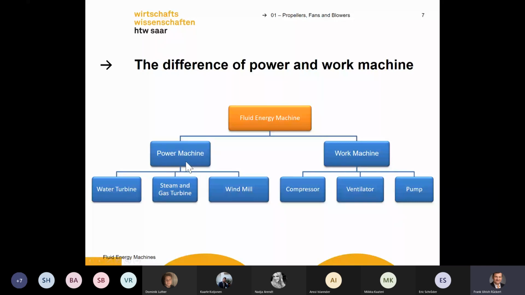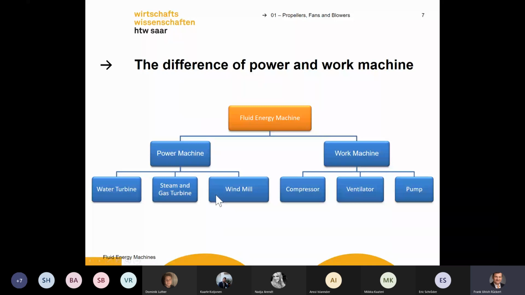What are power machines? Power machines are, for example, water turbines. A fluid, in this case water, will flow through the turbine and will produce electricity or work. Or we can have a steam and gas turbine. In the steam and gas turbine, the steam or the gas will flow through the turbine. It will expand in the turbine, and then we get power. Or you all know wind turbines or windmills. This is also an interesting topic here in this lecture.